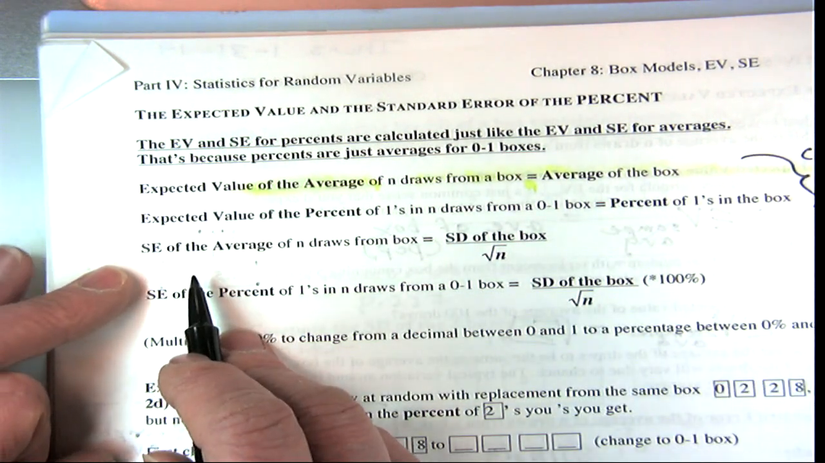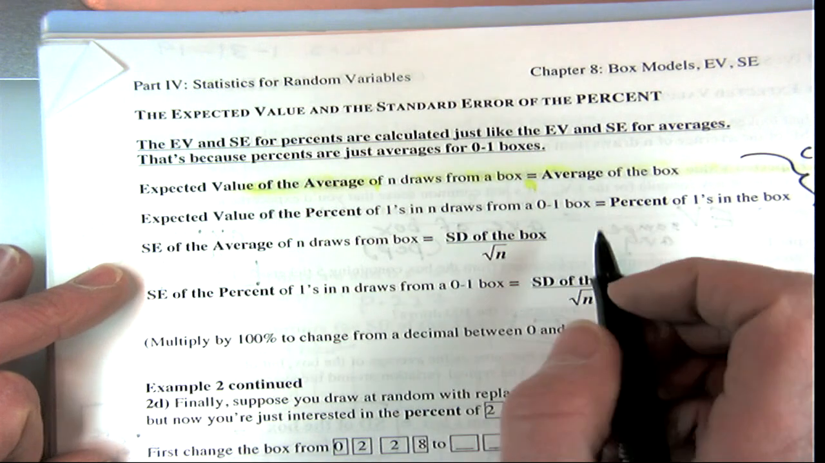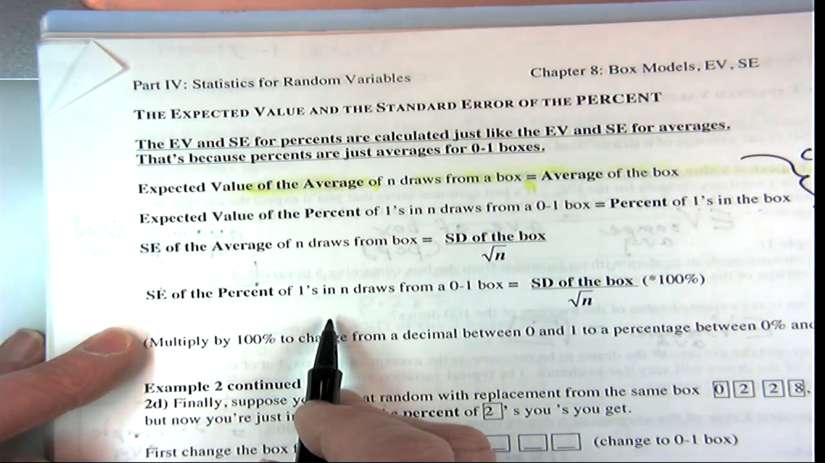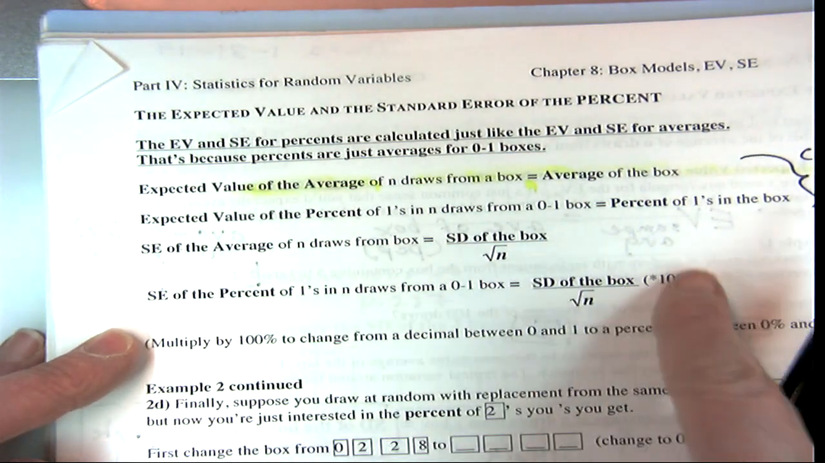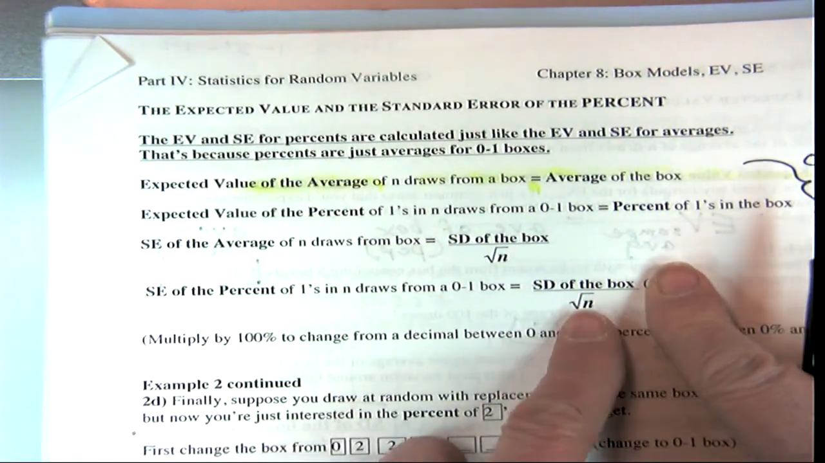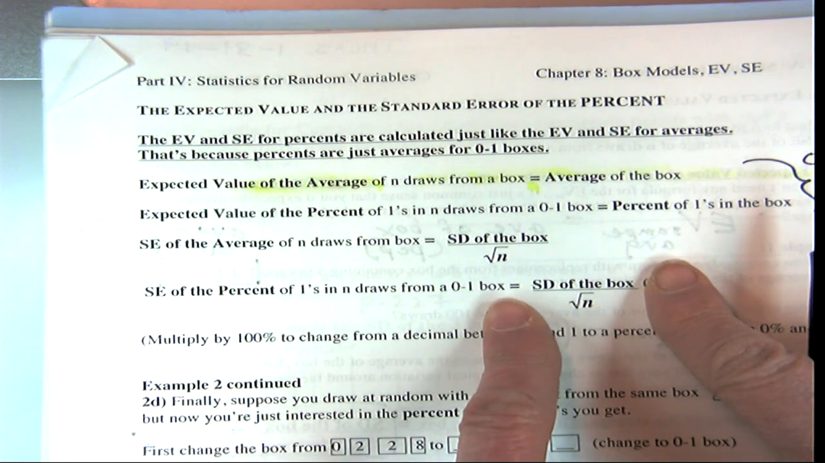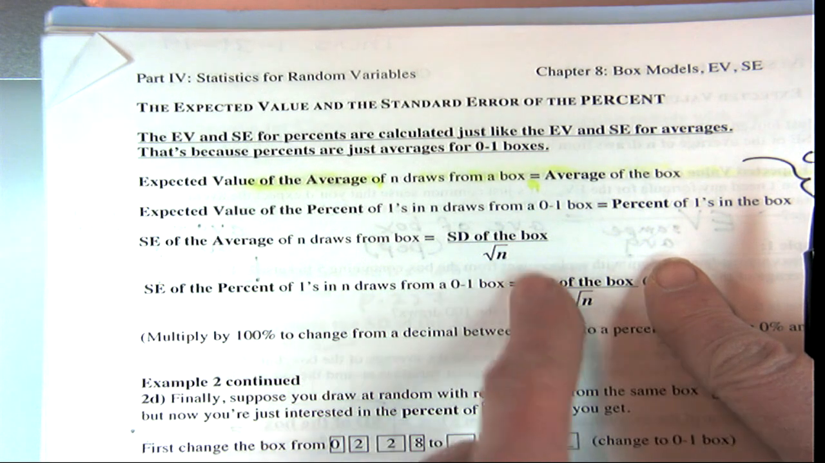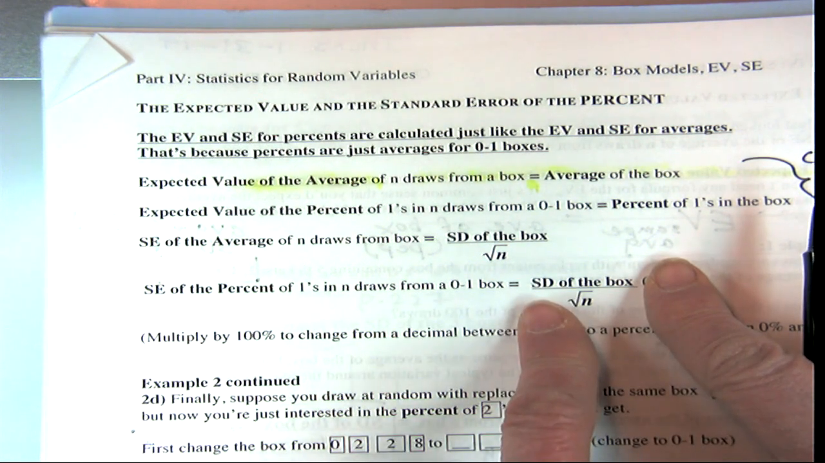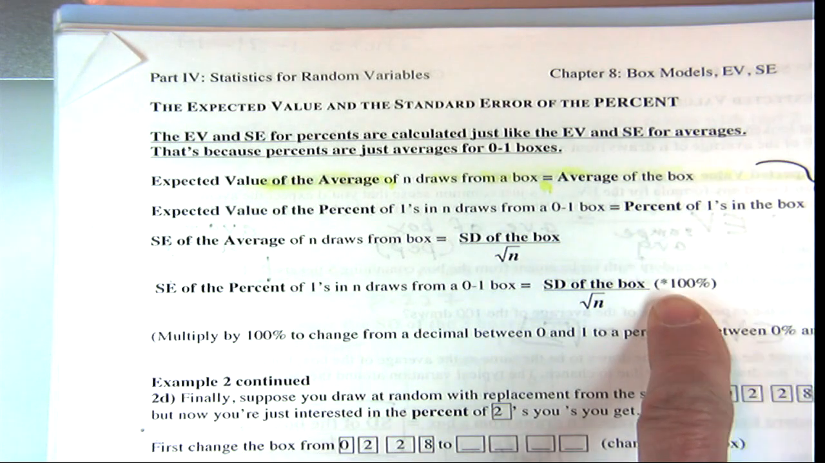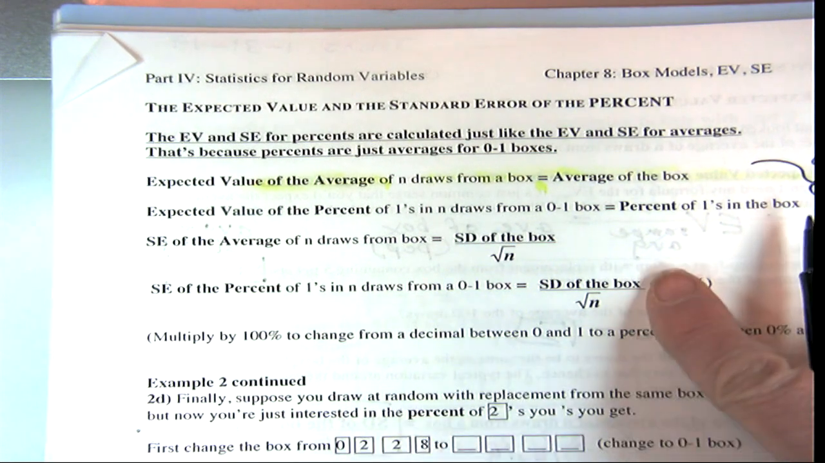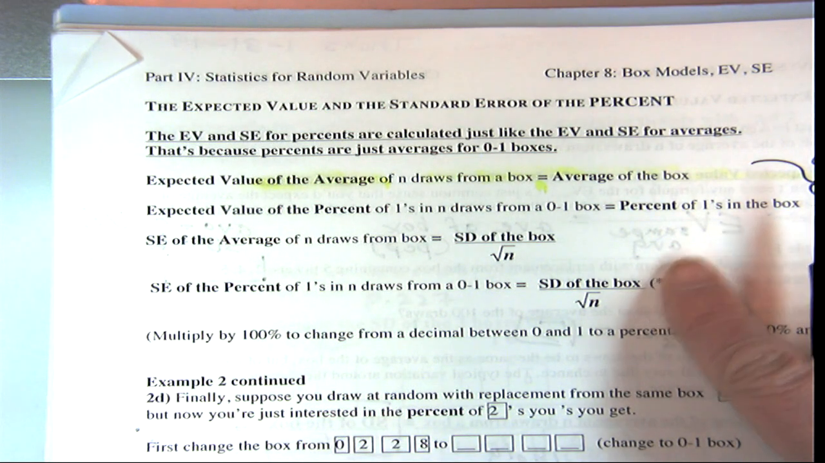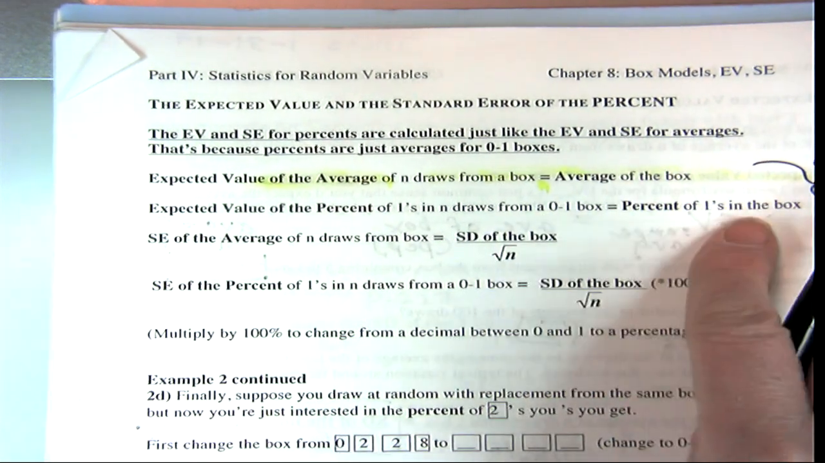So the standard error of the average is that, right? That's what your standard error of the average is. And what's the standard error of the percent? It's just going to be exactly the same thing. If you took the average of a box that had 30% ones and 70% zeros, then it would be 0.3. But to change it to a percent, you multiply by 100, and then it would be 30%. If it was half ones, half zeros, it would be 50. 50% would be the expected value of it, the percent of ones.